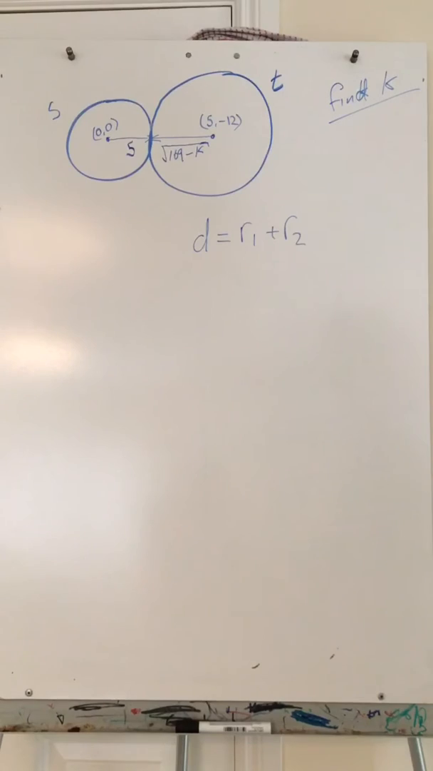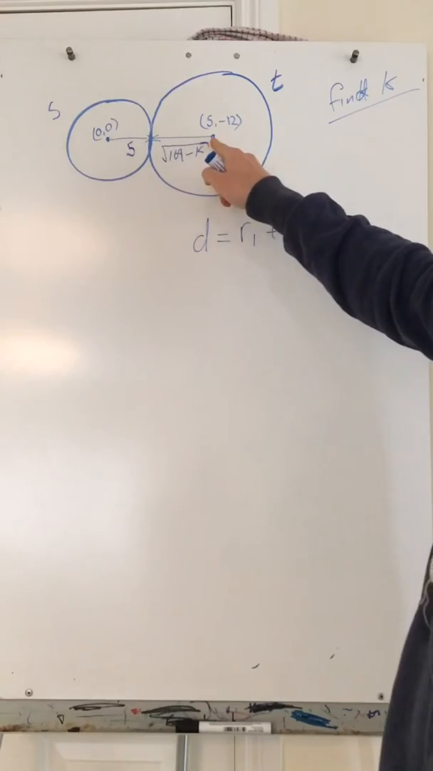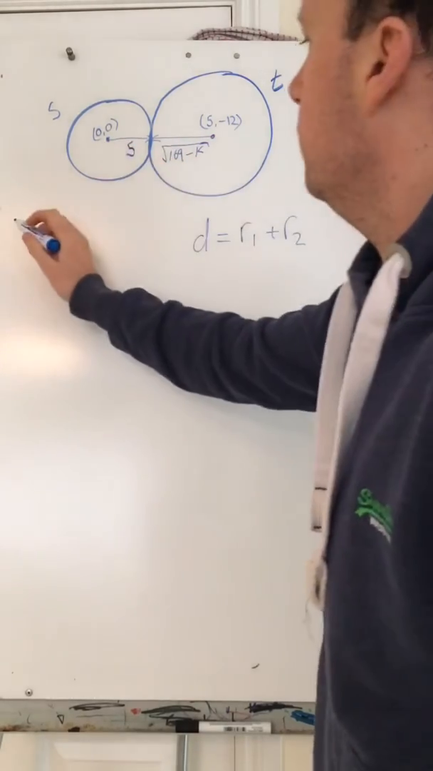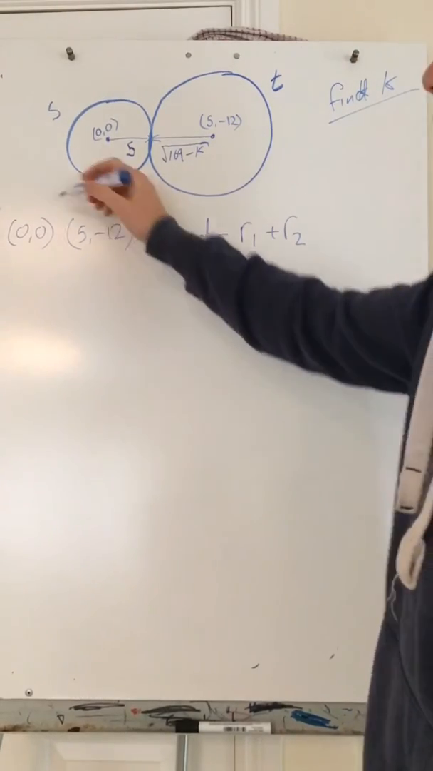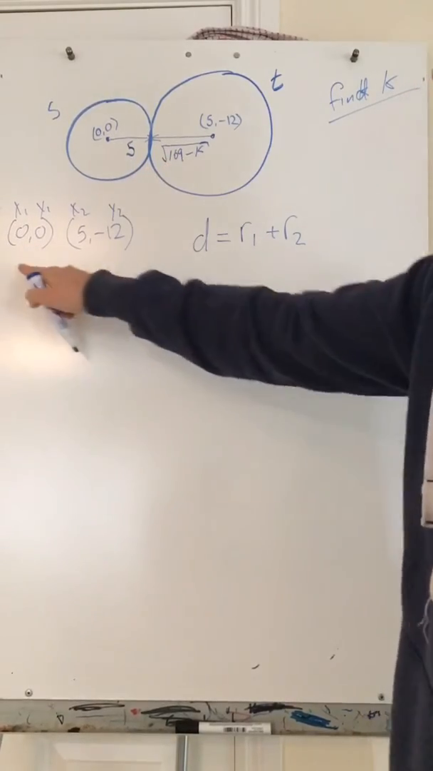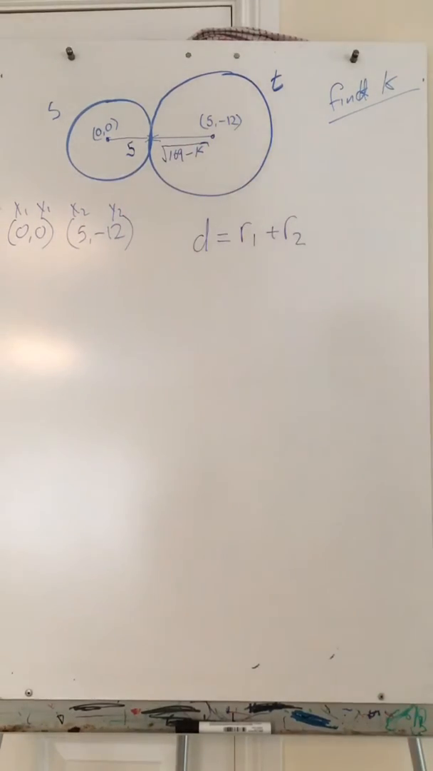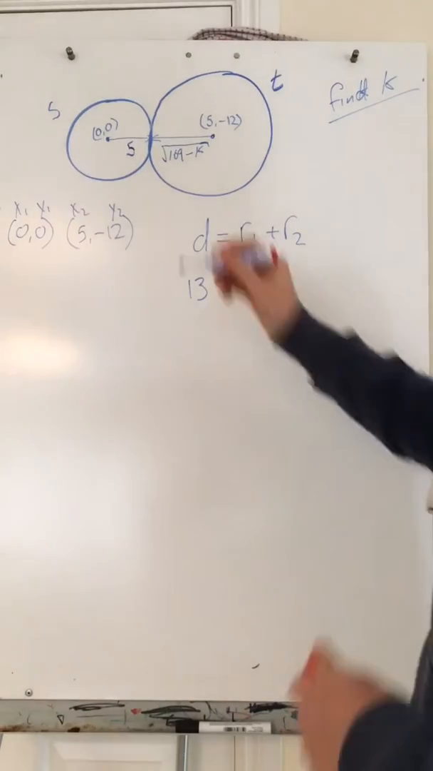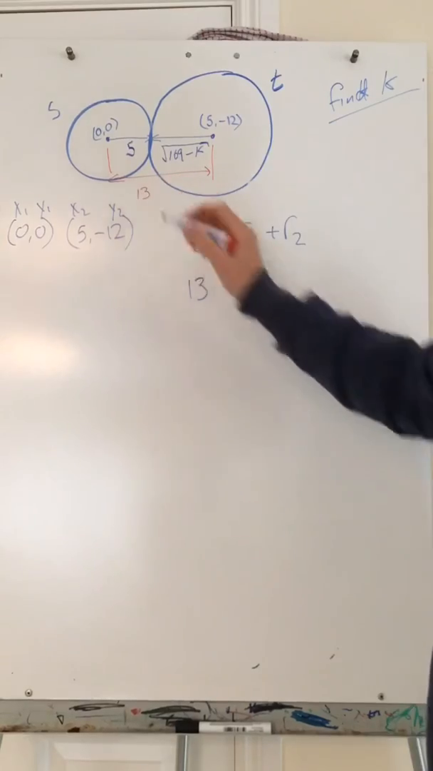So the first thing I would do here is find the distance between the two centers. Once again, you would have to use the distance formula between (0, 0) and (5, -12). You would label it x1, y1, x2, y2, and use the distance formula to find the distance between (0, 0) and (5, -12). I already have that done, and the answer is 13. So the distance between the two centers is 13.